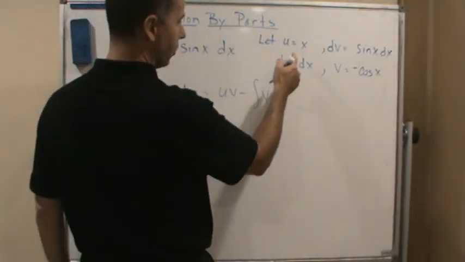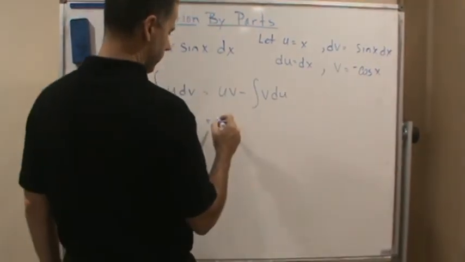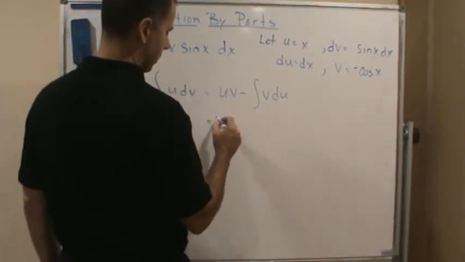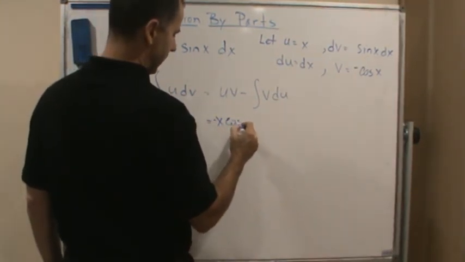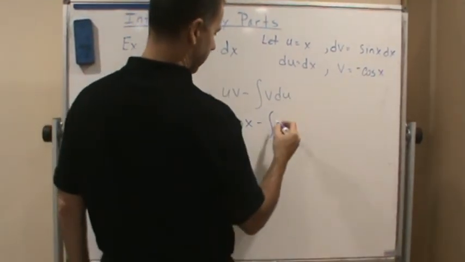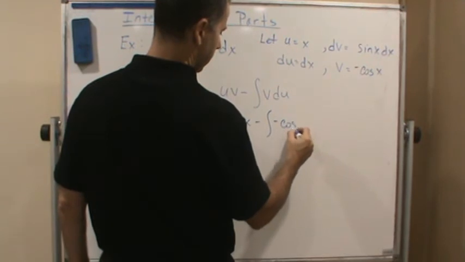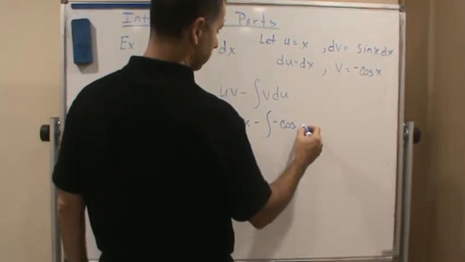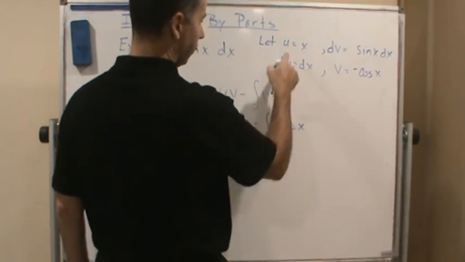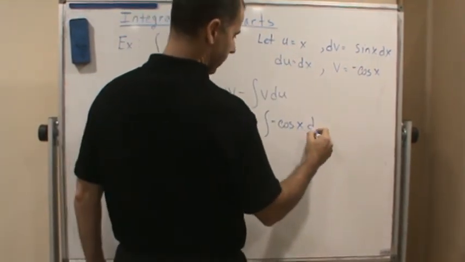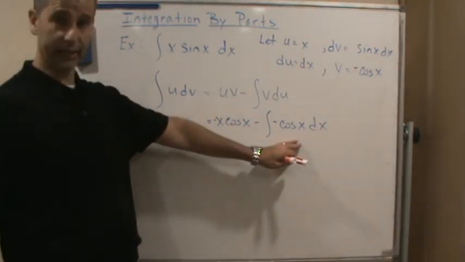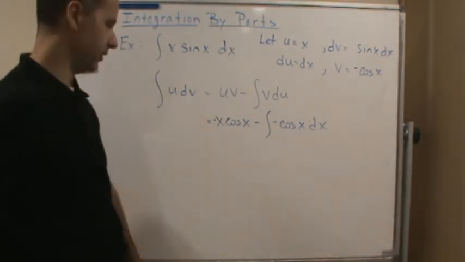So uv is going to be negative x cosine x, minus the integral of v, which is negative cosine x, and du, which is dx. Now look at that. Definitely something I can do now, something I can easily integrate.